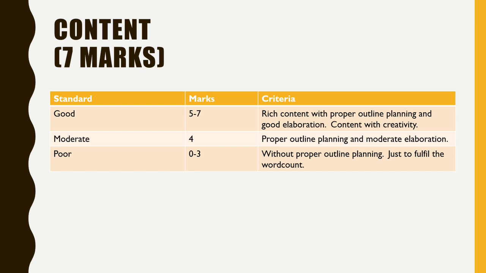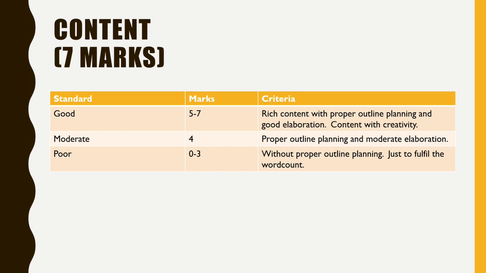Alright, how I give the marks. So this is how I give the marks. The language I use maybe is not that beautiful, not that proper, but I just want to show you my general idea of how I give the marks. So the content I will give 7 marks. So what is a good content? Good content, 5 to 7. So the criteria, so rich content with proper outline planning and good elaboration, content with creativity.